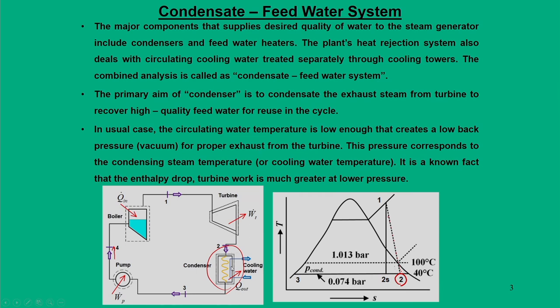But our main role in this lecture is that we are going to deal with the important component, that is the condenser. Its main role is to condense the exhaust from the turbine to recover high quality feed water for reuse in the cycle. As you can see, at state 3, the condensate or the high quality feed water gets circulated in the cycle. The most important part is that turbine work is higher when the condenser is operated at lower pressure. And mostly we say that if we can operate the condenser pressure in the vacuum, then we can maximize the enthalpy output.